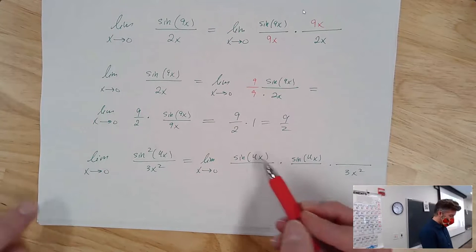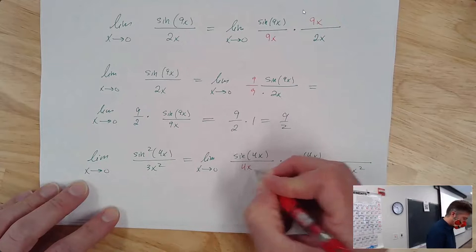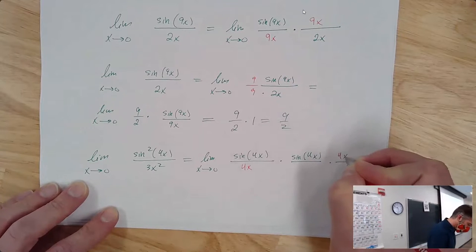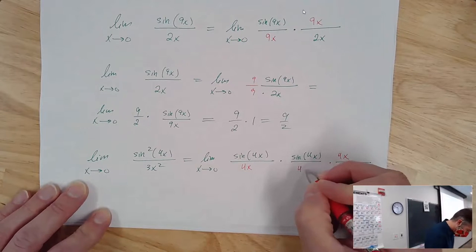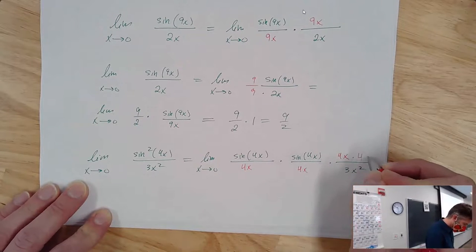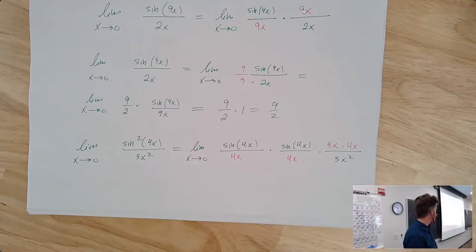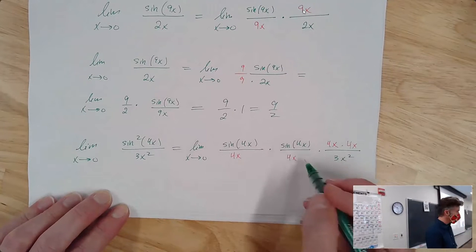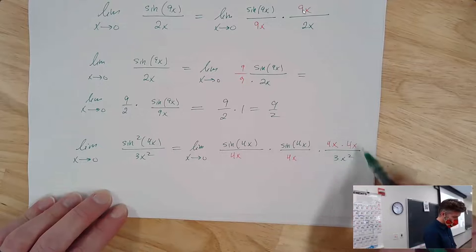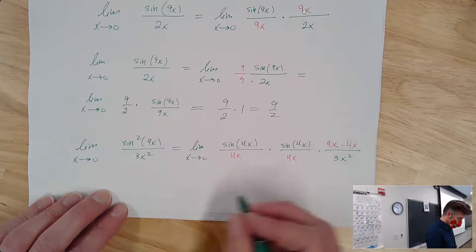What do I wish I had beneath sine of 4x? If I divide by 4x, I need to multiply by 4x. That's how I like to approach that problem. Then the limit of this part is going to be 1. The limit of this part is going to be 1. And this part is going to reduce down to, well, the x's cancel. I'm going to get 16 over 3 there.